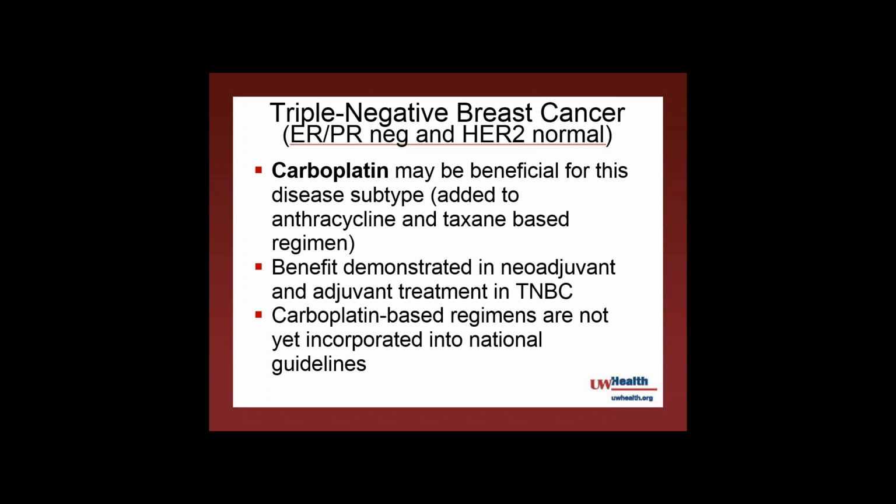I think it's worthwhile to have one slide about triple-negative breast cancer. It's a big area of focus of research right now because they're a distinct entity. They are ER/PR negative, but HER2 normal. So what do we do with these triple-negative patients? What we are seeing is carboplatin may be beneficial for this disease subtype, added to an anthracycline and taxane-based regimen. Benefit has been demonstrated in neoadjuvant and adjuvant treatment of triple-negative breast cancer. However, carboplatin-based regimens are not yet incorporated into national guidelines, but you do see them used locally.